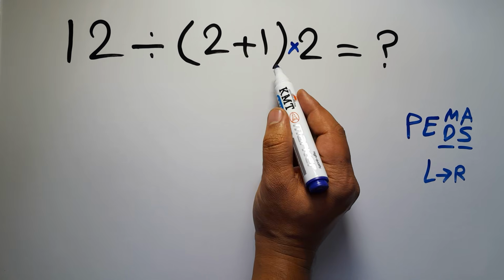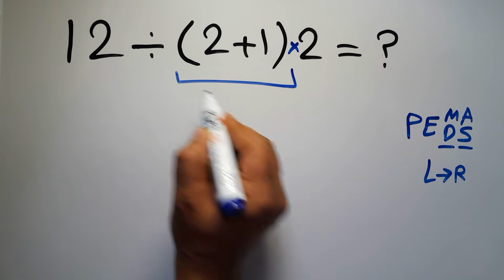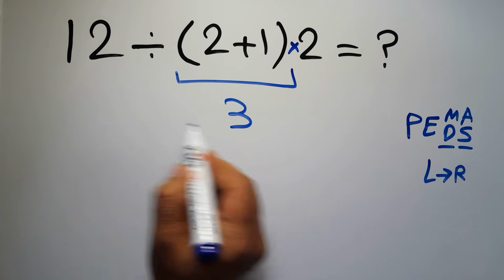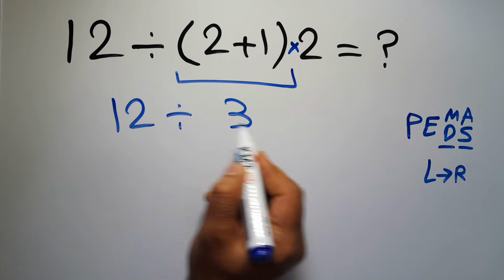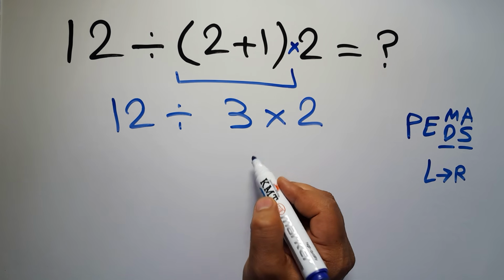Okay, so first this parentheses. Inside this parentheses we have 2 plus 1, which equals 3. So 12 divided by 3, then times 2. Now we have one division and one multiplication.